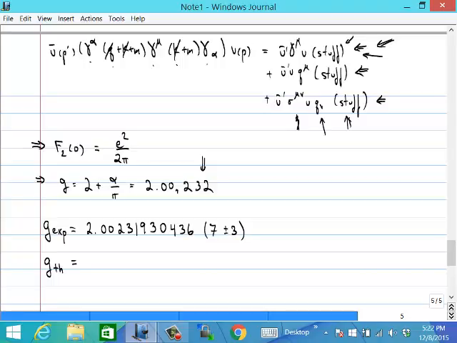Let's see if I can read what I wrote here. So the theoretical measurement matches the experimental measurement.